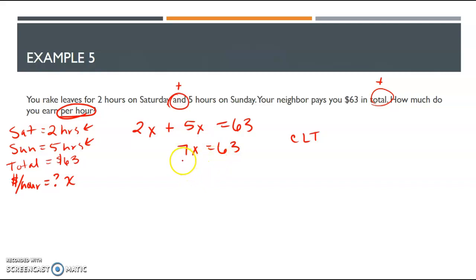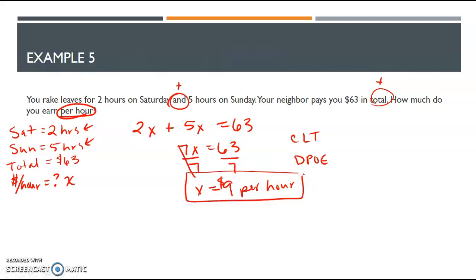And then in order to get x by itself, I'm going to do a division property of equality and divide both sides by 7 so that this becomes a 1x. So x will equal $9 per hour.